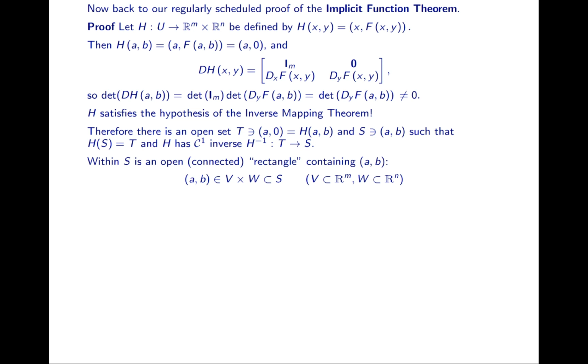So within S is an open, quote-unquote, rectangle that contains (a, b). In other words, (a, b) is in V by W. So V is some open set in R^m, W is some open set in R^n. If m and n were 1, we could think of V and W as kind of like open intervals, for example. This is why I use rectangle in quotes. So V is some open subset of R^m, W is some open subset of R^n, and V by W contains (a, b), and V by W is in S, the domain of H where I have invertibility.